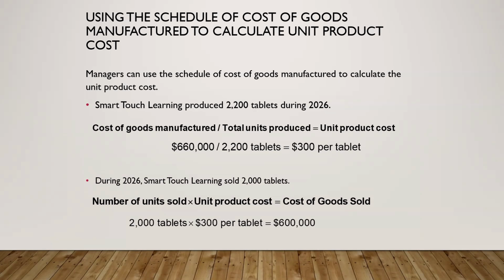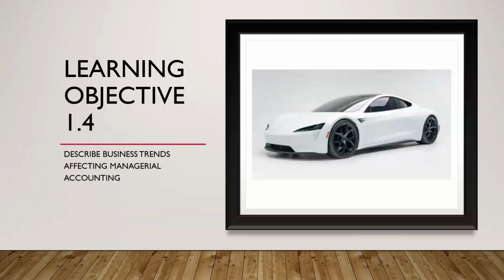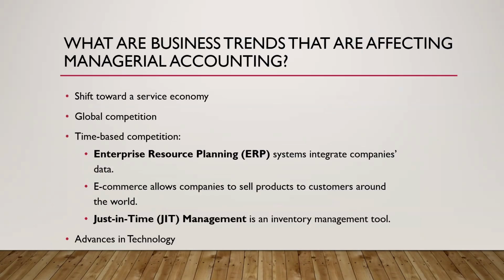And we're moving to Learning Objective 1.4, describe business trends affecting managerial accounting. And I believe this is the last objective. So let's move forward. What are business trends that are affecting managerial accounting?